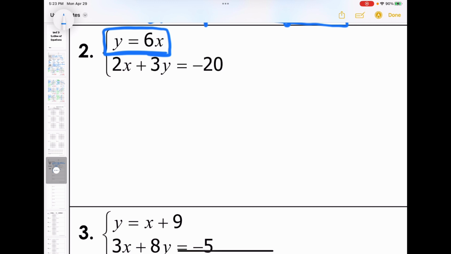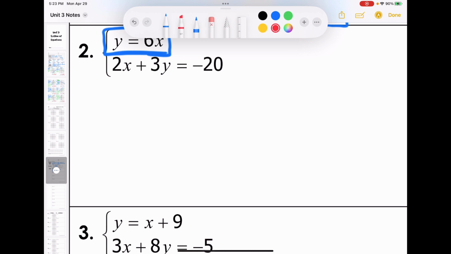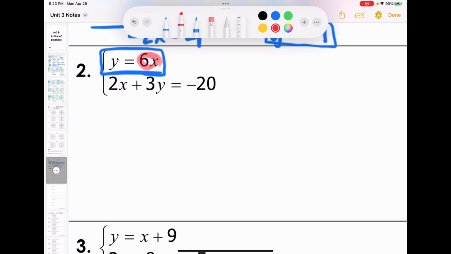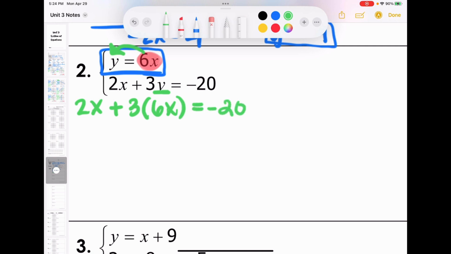I'm going to substitute this expression, which is whatever comes after the equal sign, so this expression as in 6x, into the other equation and solve for the variable. So I'm going to take that 6x and substitute it into the second equation for the variable y, because that's what it is equal to. So I'm going to have 2x plus 3, changing this y to 6x, equals negative 20.